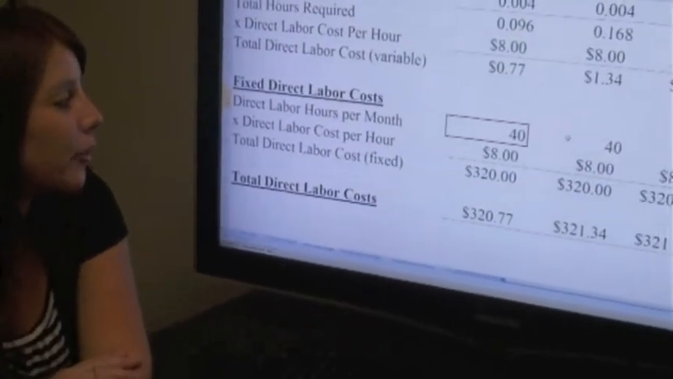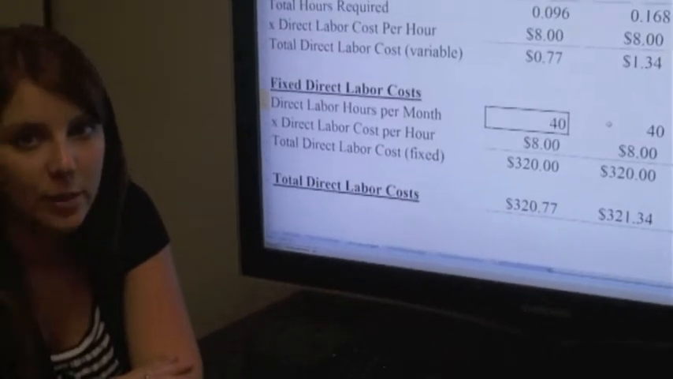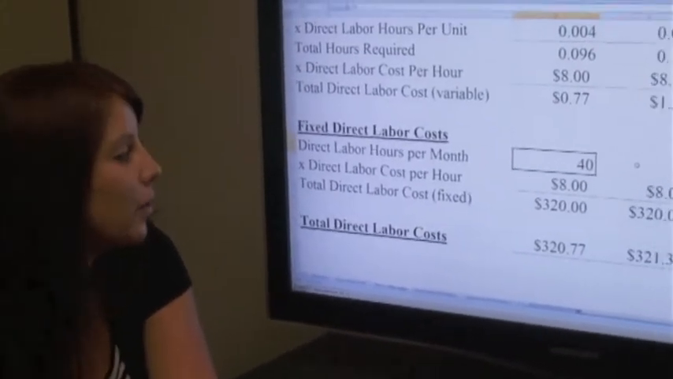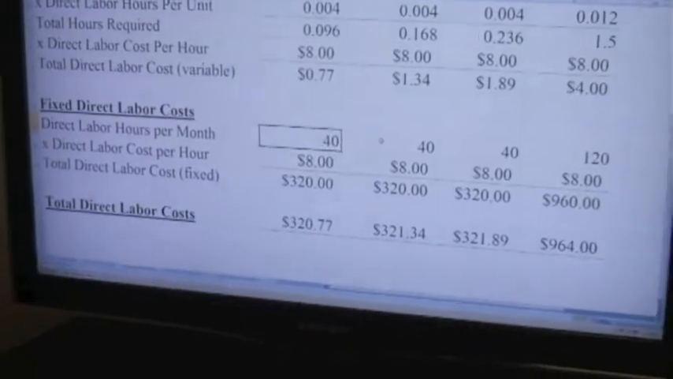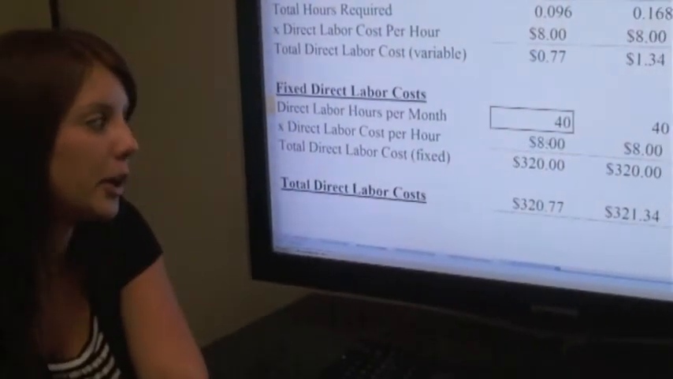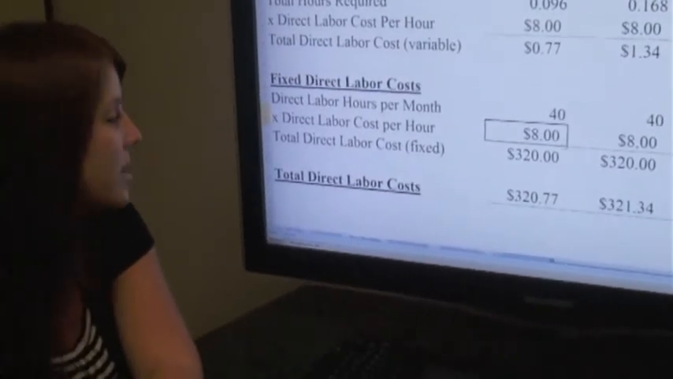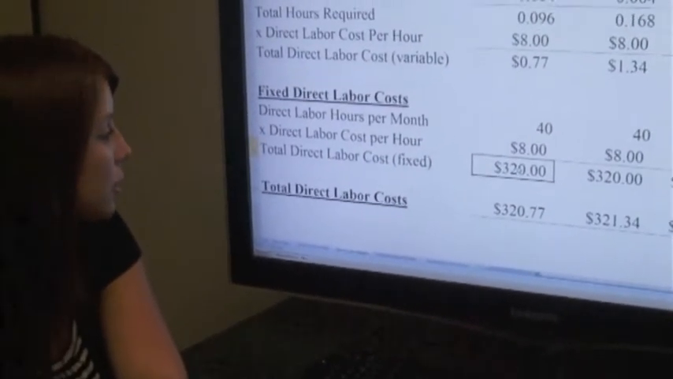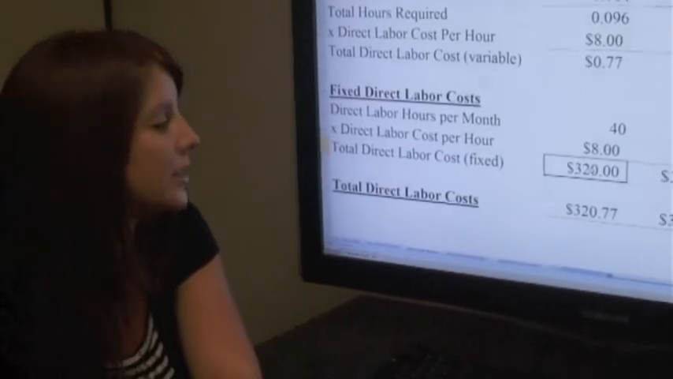So since we're going to be set up for 5 hours each day selling water bottles, and we're going to be doing this 4 weekends out of the month, we get a total of 40 hours per month of direct labor. So we multiply this by 8, which is the minimum wage in California, which we expect to pay our employees. We get $320 in total direct labor costs that are fixed.